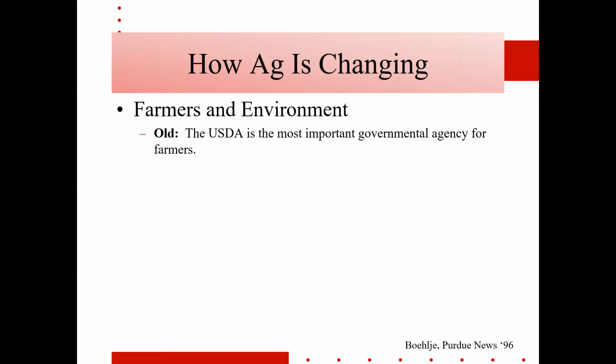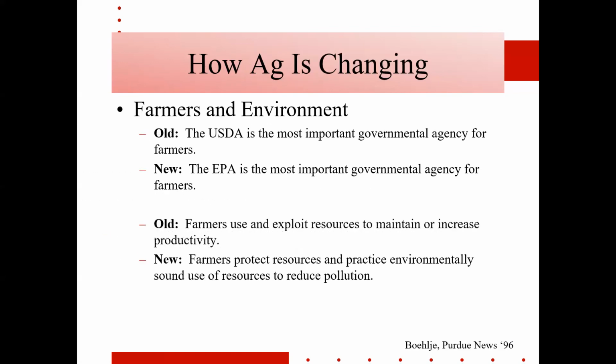The USDA is the most important governmental agency for farmers. And this was again written in 1996, but perhaps a newer model looks more at the EPA or other parts of the governmental agencies. Farmers use and exploit resources to maintain or increase productivity, versus farmers protect resources and practice environmentally sound use of resources to reduce pollution.